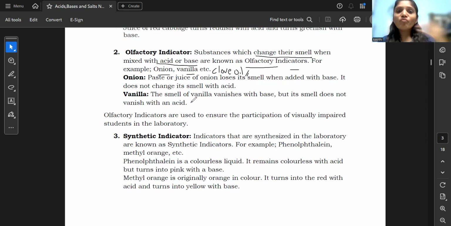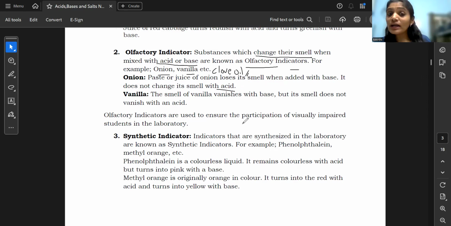Clear. Now what you will do, you take a paste of onion or you take juice of onion. Now if you are putting a base onto it, onion will lose its smell. If you are putting an acid, there is no change in smell. The same with vanilla extract. If you put base on it, the smell is lost. The vanilla extract loses its smell. But if you are putting acid onto it, the vanilla extract will not lose any smell.